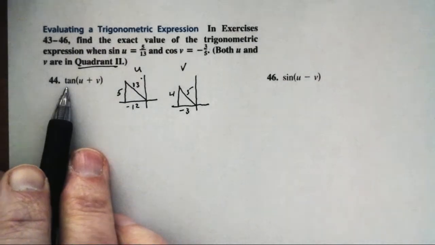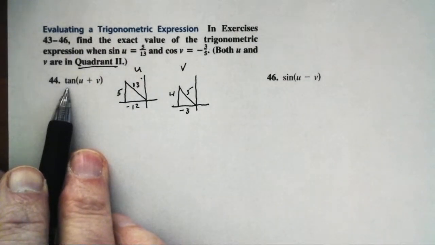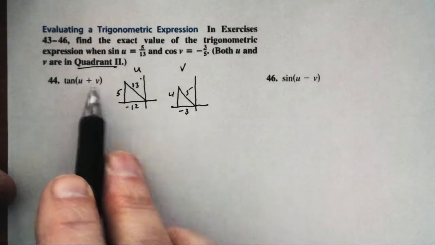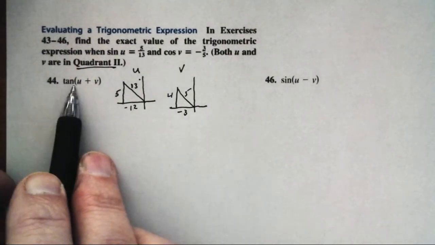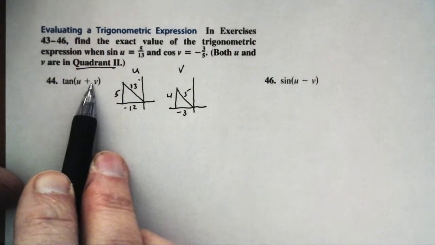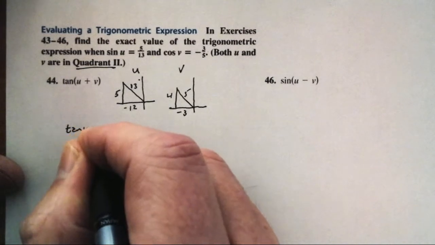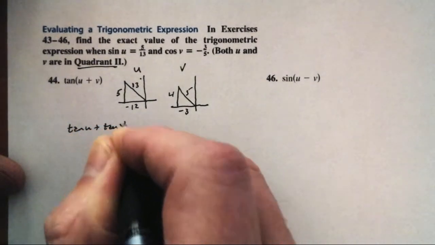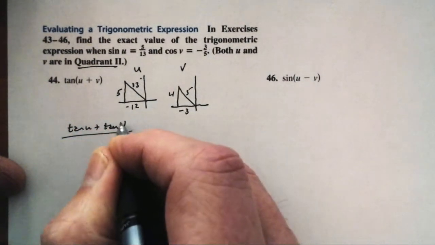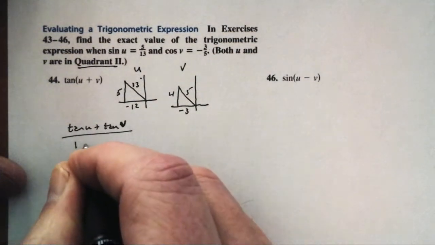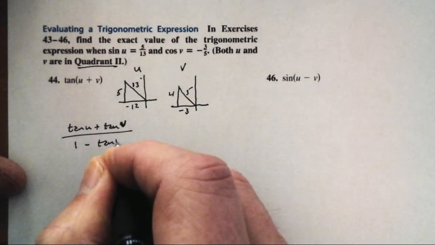So tangent of u plus v, and here's where our brains stop, because we want to say, oh, it's just tangent of u, let's see, 5 on negative 12, plus tangent of v. I just distributed tangent. Don't do it. Tangent of a sum, do we remember it? Tangent of a sum is the sum of the tangents over, careful with your v's there, over 1 minus the product of the tangents.